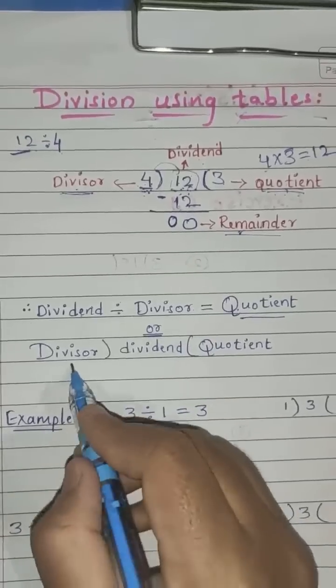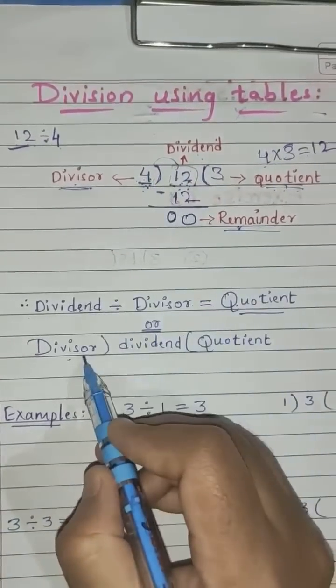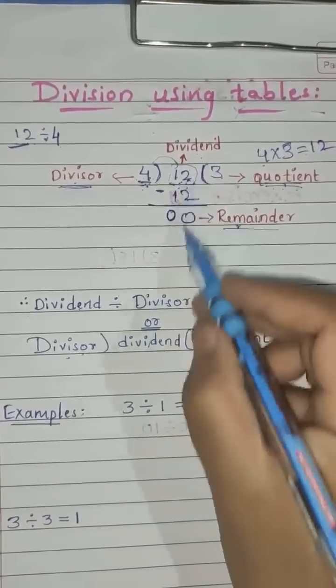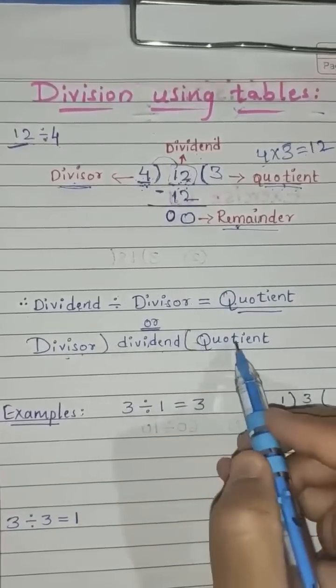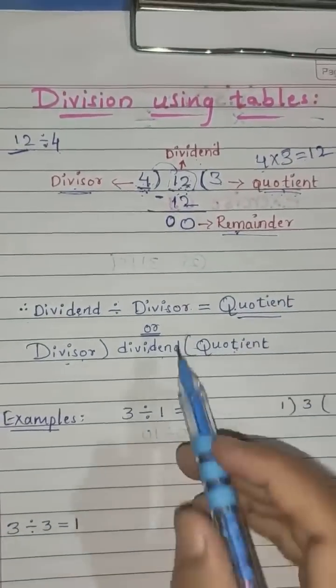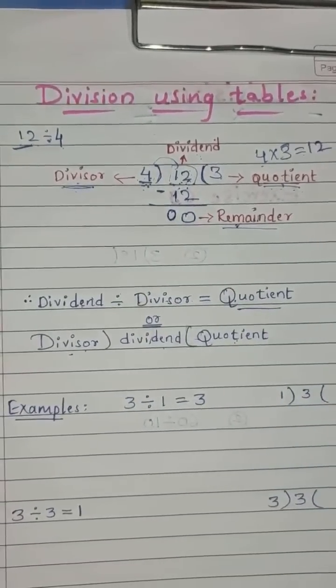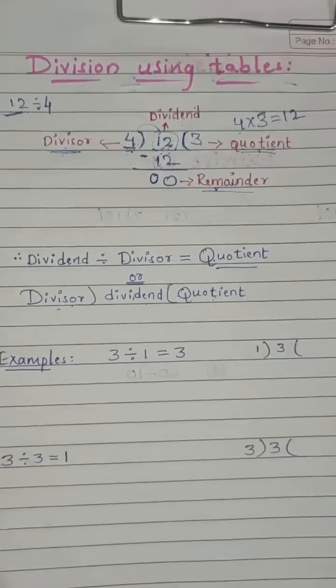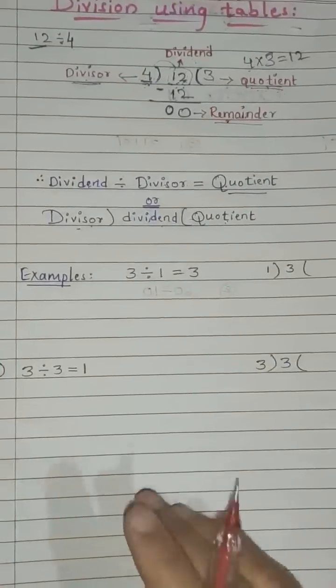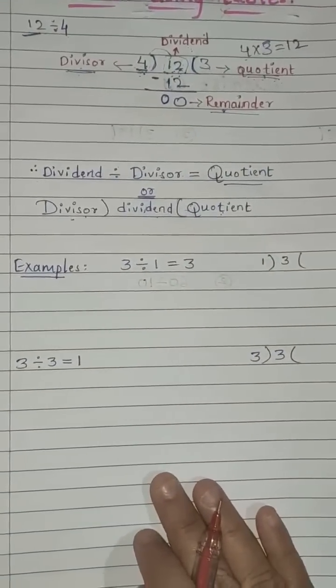Here you can see 4 is the divisor. The dividend should be in the middle, and whatever answer you get, that is the quotient. So dividend, divisor, quotient and the remainder. Understood, children? Okay. So children, here are some points that you need to remember.